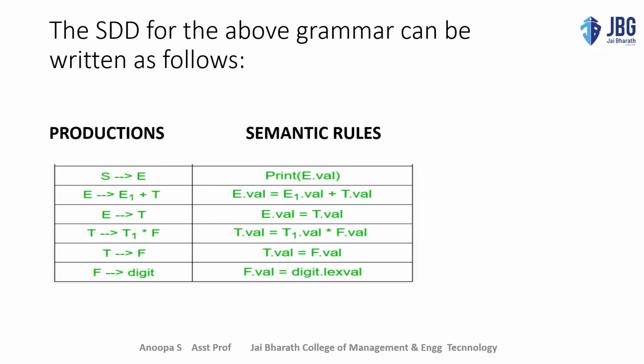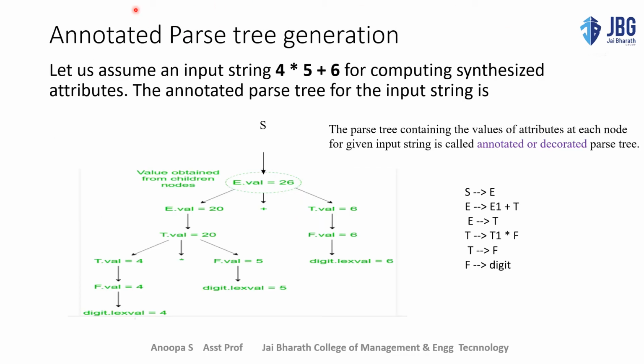Now, how can we generate the parse tree? Let us assume that this is our input: 4 into 5 plus 6. For computing synthesized attributes, what is an annotated parse tree or decorated parse tree? A parse tree containing the value of attributes at each node for a given input string is called an annotated parse tree or decorated parse tree. You should have the value of attributes at each node.